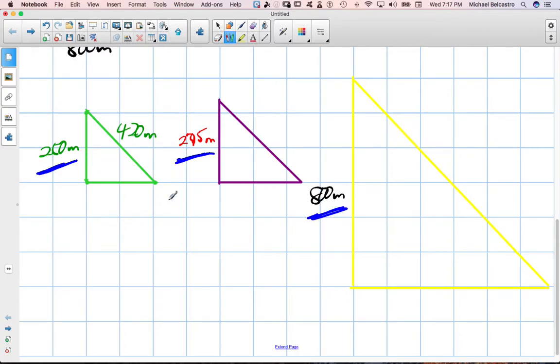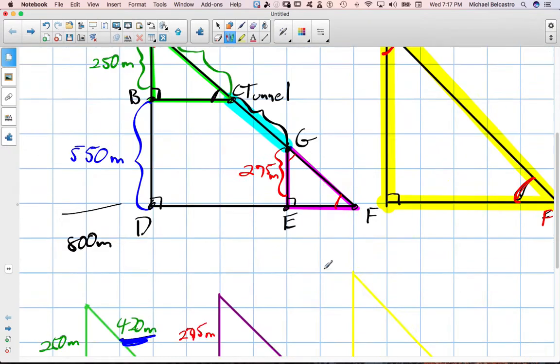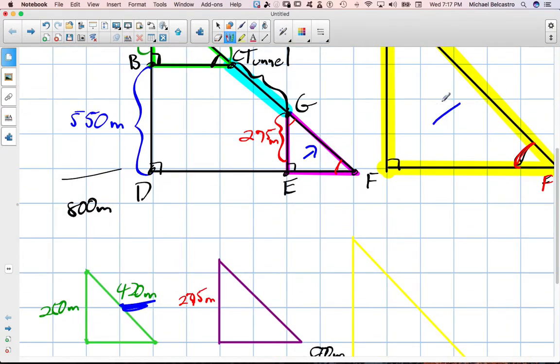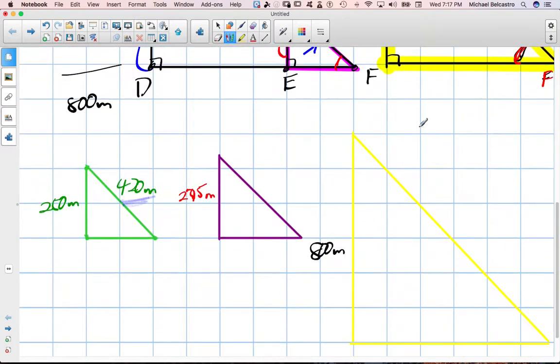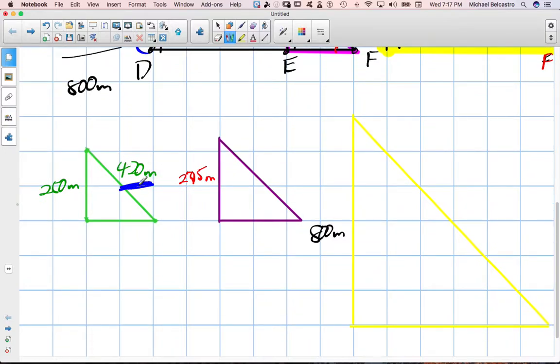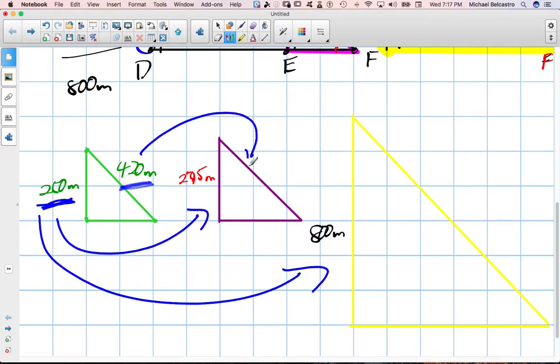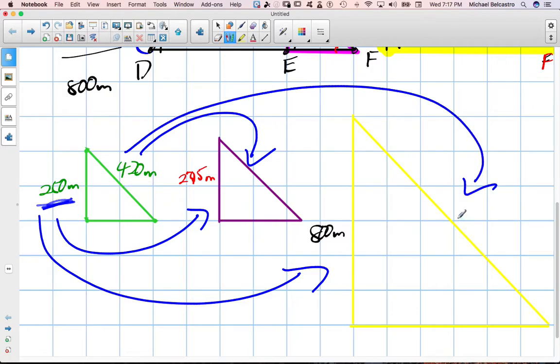So since we know these are all set up the same, because this height is the same side in all the triangles, we can use that as our scale factor or our ratio value. We need the hypotenuse of the magenta triangle and the hypotenuse of the yellow triangle. Luckily, we already have the hypotenuse of the green triangle. So once we find the scale factor from green to magenta and from green to yellow, we can use that scale factor to find this hypotenuse and this hypotenuse.